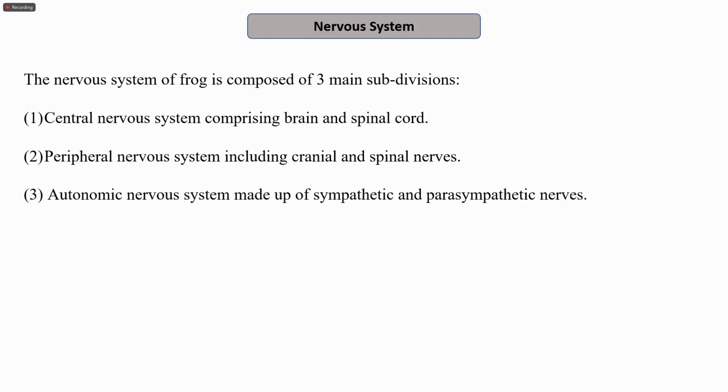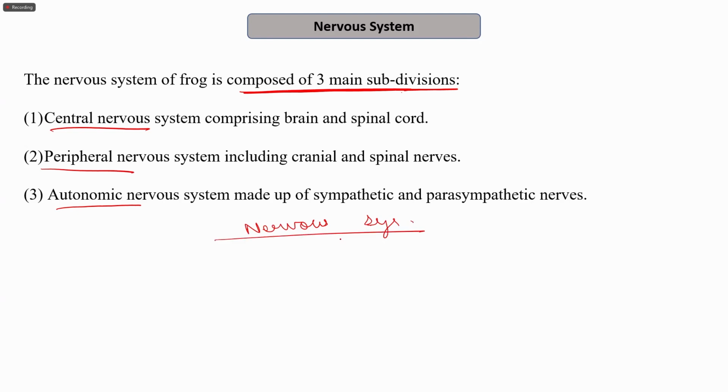The nervous system of the frog is highly developed, and it is composed of three main subdivisions. First is the CNS, second is the PNS, and third is the autonomic nervous system. The first is the CNS, that is the central nervous system. The second is the peripheral nervous system. The third is the autonomic nervous system.